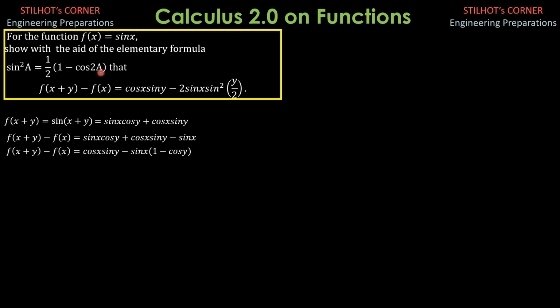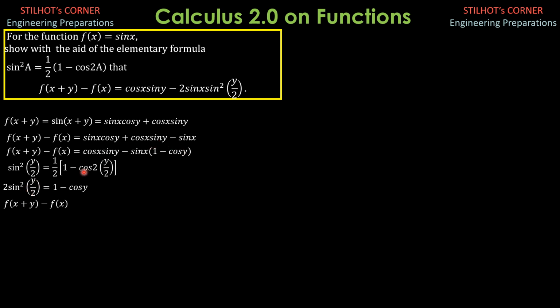So meaning to say, if we replace a by y over 2, then sine square of y over 2 is equal to 1 half quantity 1 minus cosine of 2 times y over 2 from half angle formulas. Then cross multiply: 2 sine square y over 2 is equal to 1 minus cosine y, because cosine of 2 times y over 2 is cosine y. So we replace 1 minus cosine y by 2 sine square y over 2.